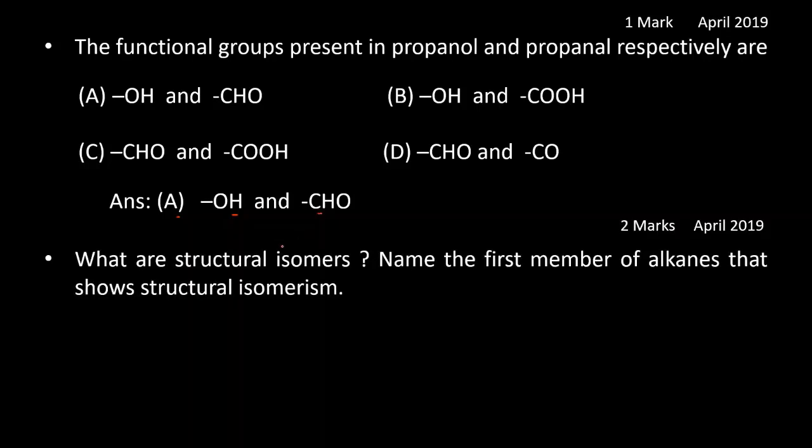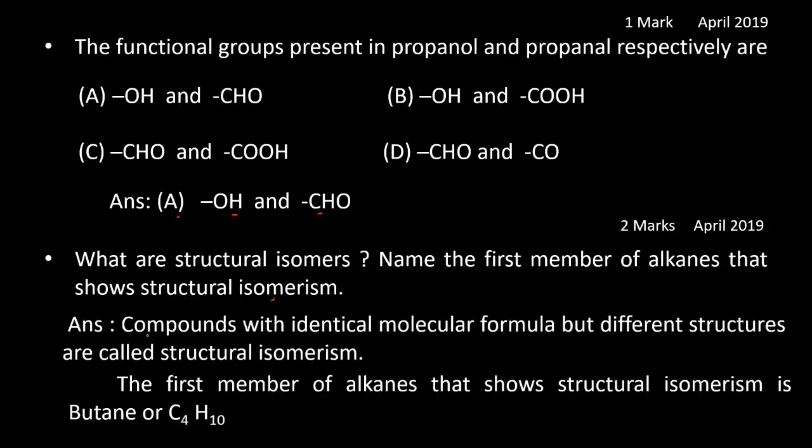Next question is, what are structural isomers? Name the first member of alkanes that shows structural isomerism. Answer for this question is, compounds with identical molecular formula but different structures are called structural isomers. The first member of alkanes that shows structural isomerism is butane or C4H10.